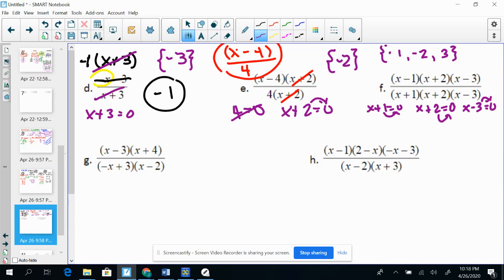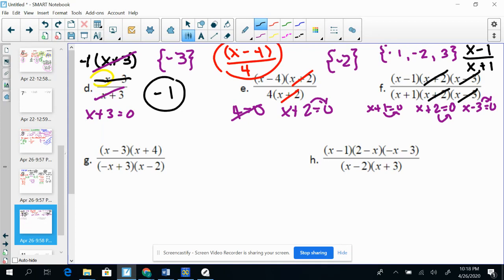Pause this video and cross out what you can cross out and tell me what the simplified version is. These guys match. These guys match. So I'm left with x minus 1 over x plus 1. Now you can't cross out those 1's or those x's because they're both attached by addition or subtraction. So those guys are untouchable.